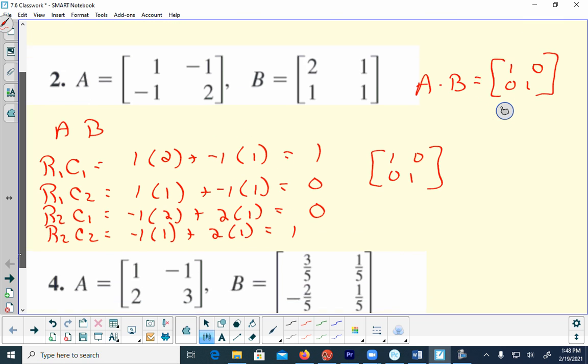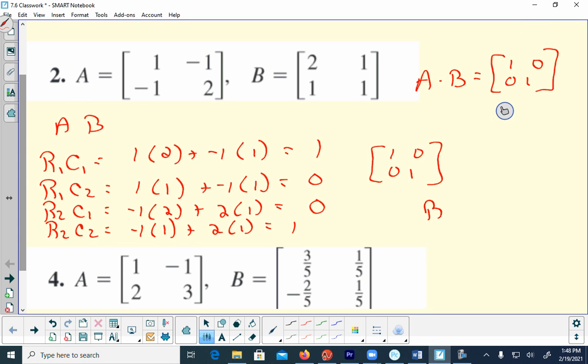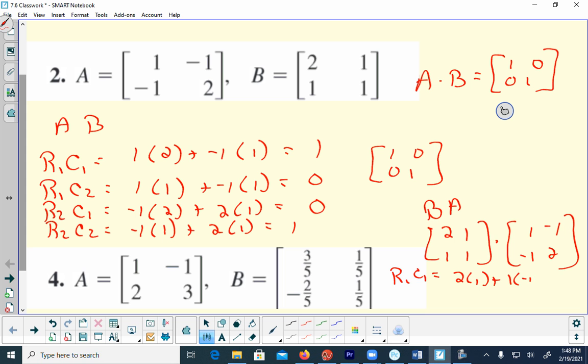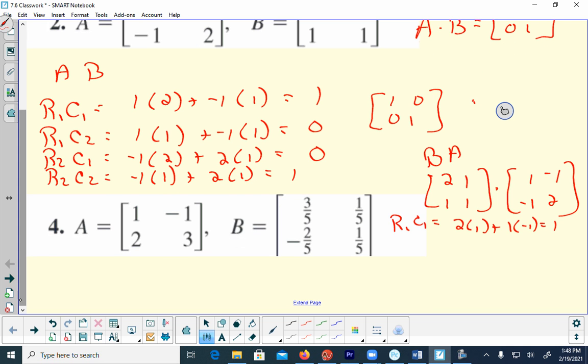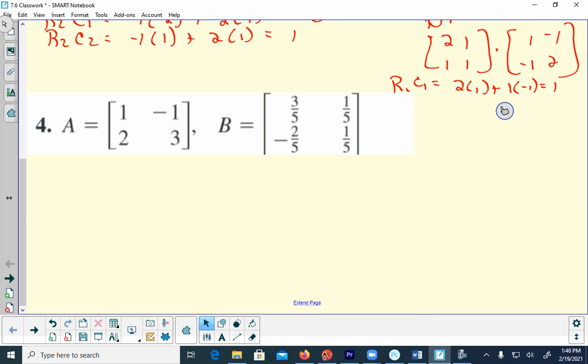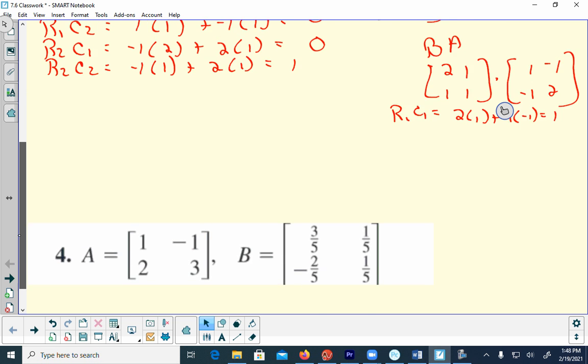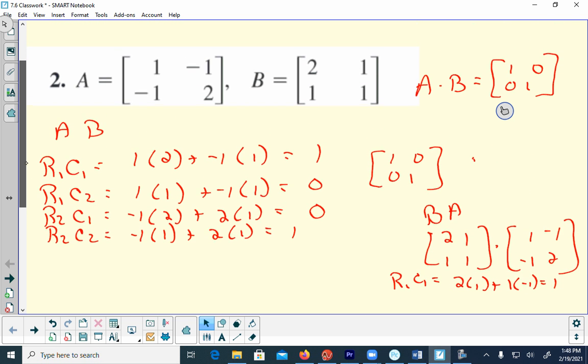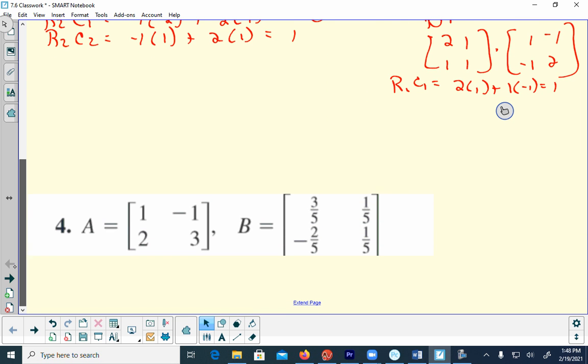Fun fact, if I were to do B times A, and I were to do 2, 1, 1, 1, times 1, negative 1, negative 1, 2, and multiplied this way, row 1 times column 1 would be 2 times 1 plus 1 times negative 1. I am going to get that same identity matrix because this is one of the few times where multiplication in matrices is commutative. In other words, it doesn't matter the order that I multiply them in. If they're truly inverses of each other, it doesn't matter if you take A times B or B times A, you will get that identity matrix back.